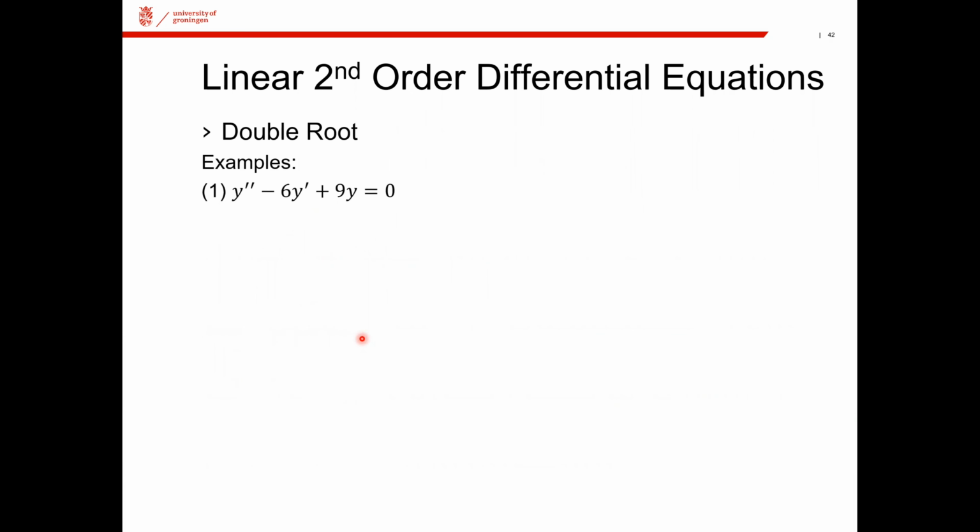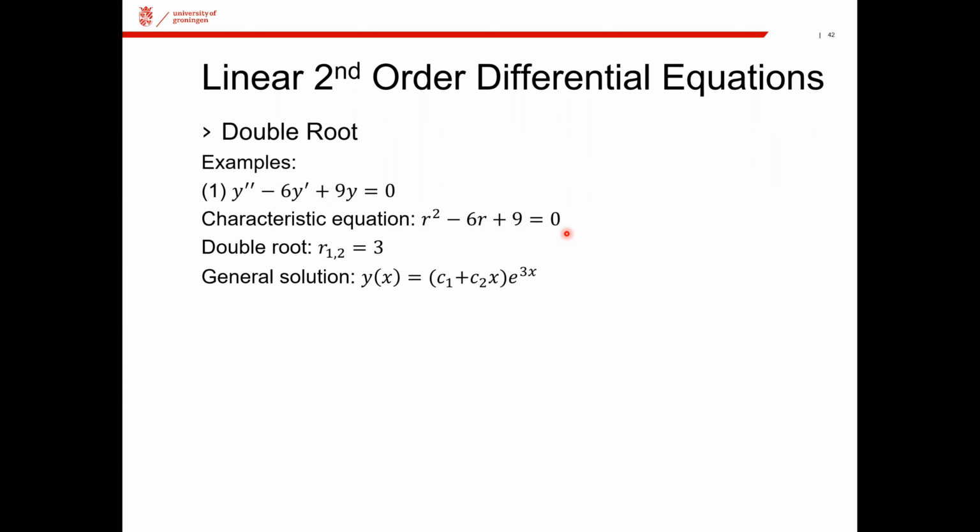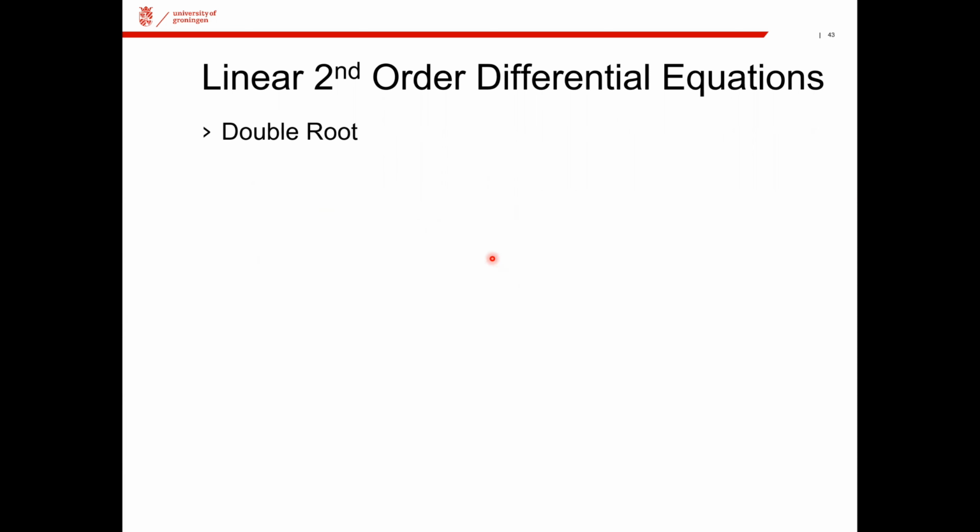Then let's look at some examples. So the first step, the characteristic equation, r squared minus 6r plus 9 equals 0. And the double root is 3. So the general solution is yx equals c1 plus c2x times e to the power of 3x. c1 and c2 are constants.